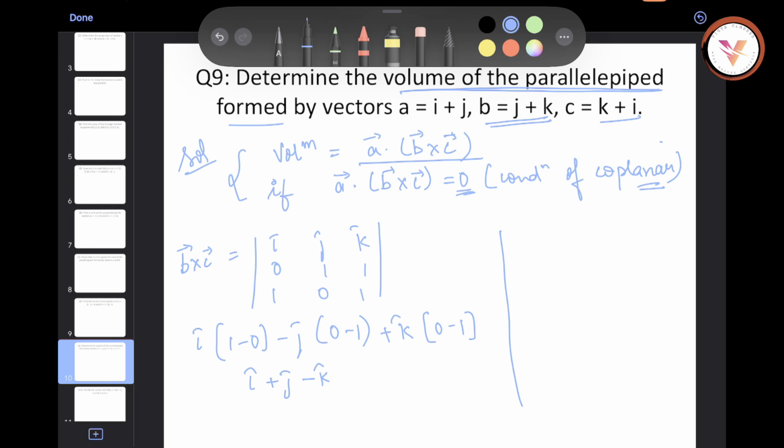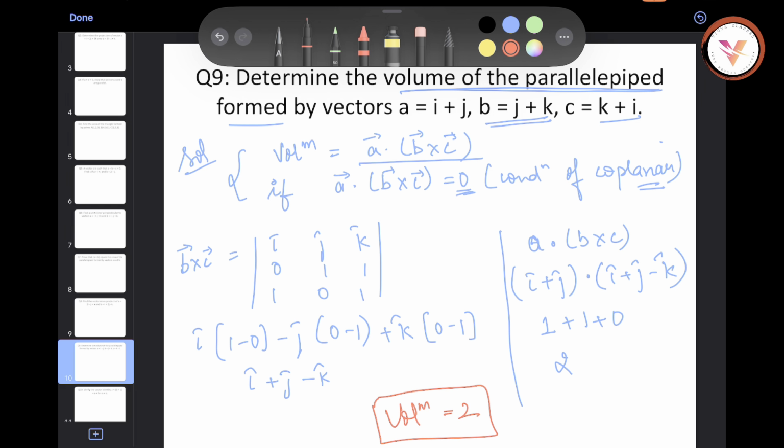And then calculate A dot B cross C. So A is i cap plus j cap, and B cross C comes out to be i cap plus j cap minus k cap. i into i is 1, j into j is 1, k is not here, so k is 0, then it means 0 and 2. So the volume is 2. Volume of parallelepiped is 2. This is the answer. Okay.